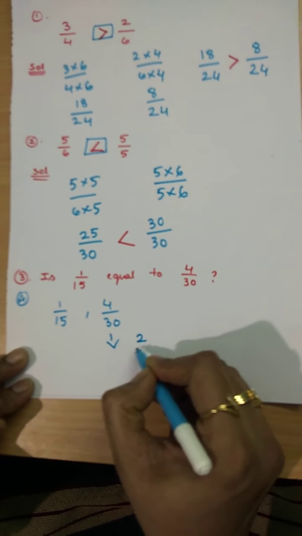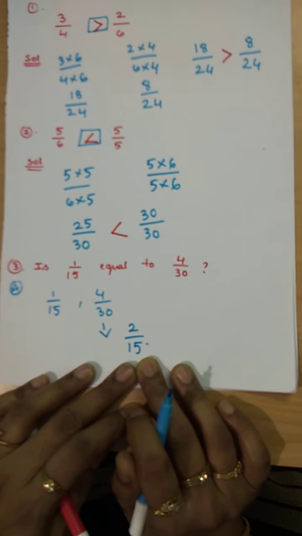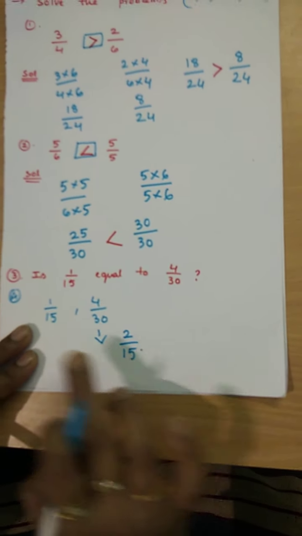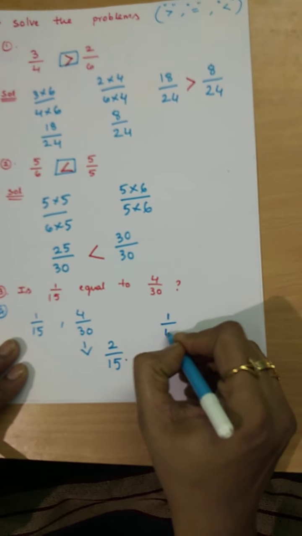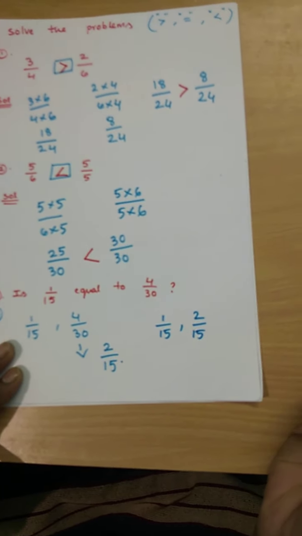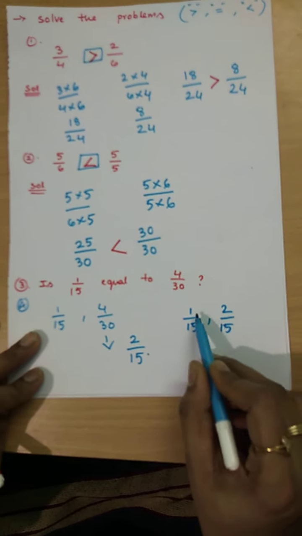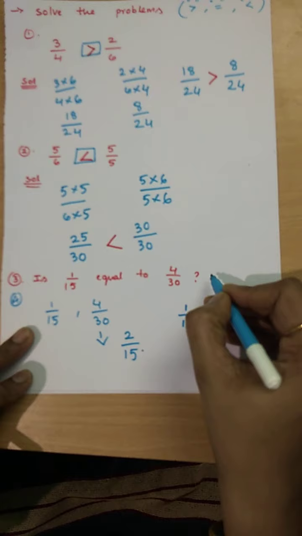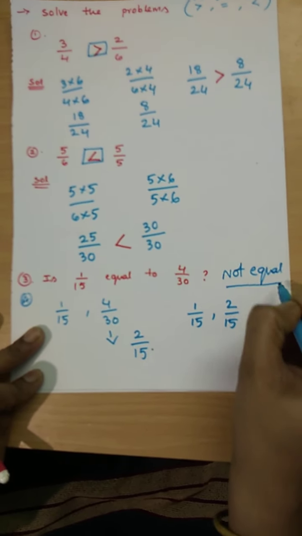2 twos are 4, 2 fifteens are 30. Up to this only we can change it. It will not go further. We cannot change it more. So 1 by 15 and 2 by 15. Now both the fractions are like fractions, so we can compare it easily. 2 by 15 is more, 1 by 15 is less. So 1 by 15 and 4 by 30 is not equal. Answer is not equal.